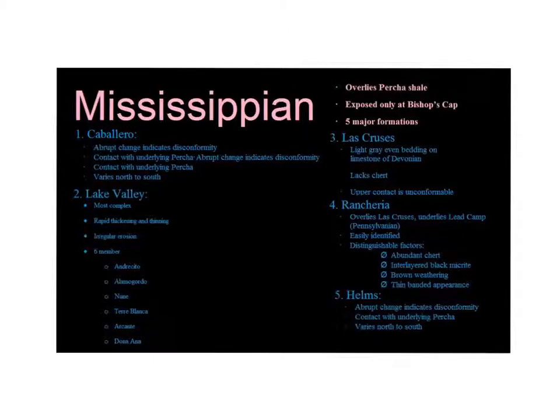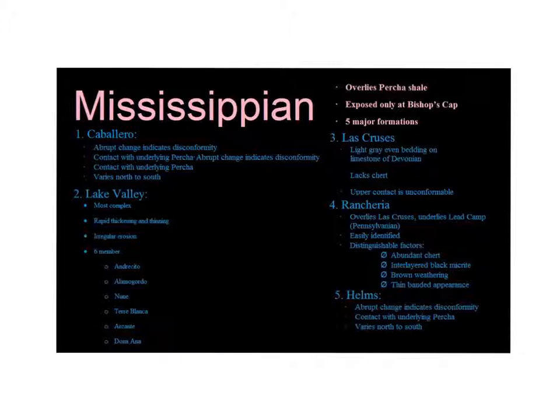Next is the Mississippian, which overlays the Percha Shale. This one is only exposed at the Bishop's Cap and has 5 major formations. You have the Caballero, the Lake Valley, Las Cruces, Rancheria, and Helms.